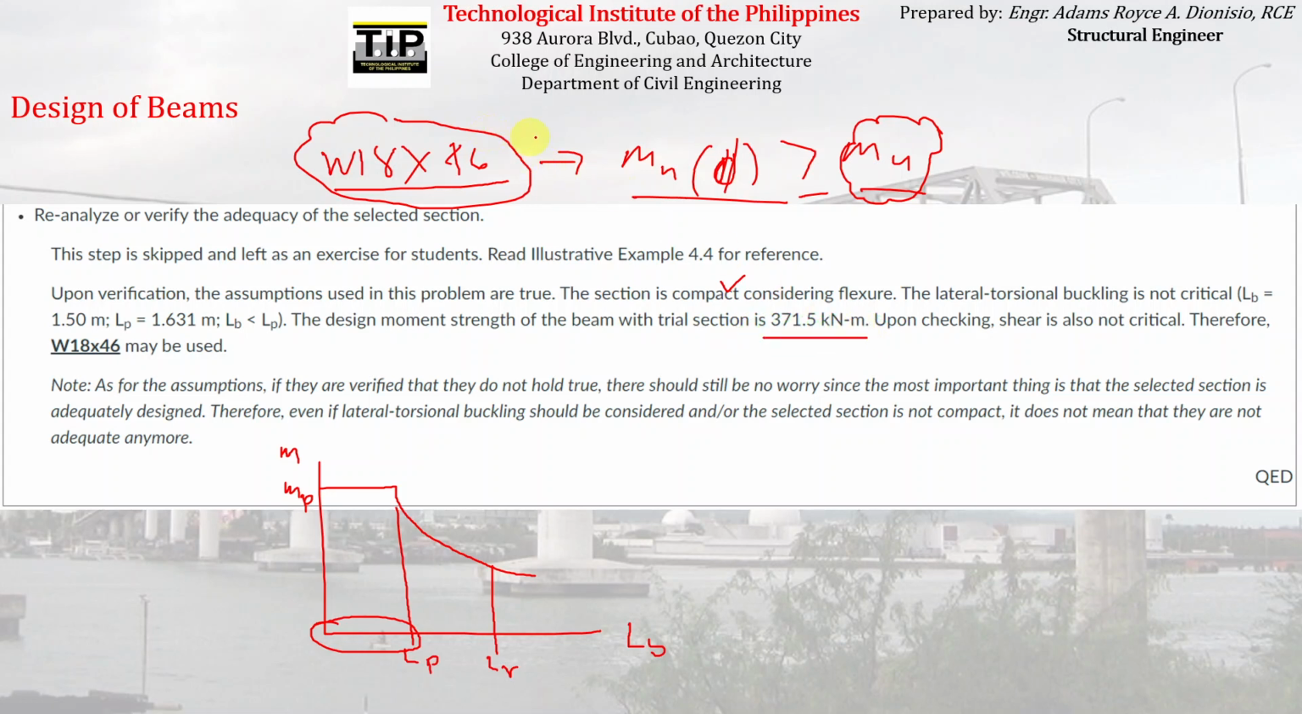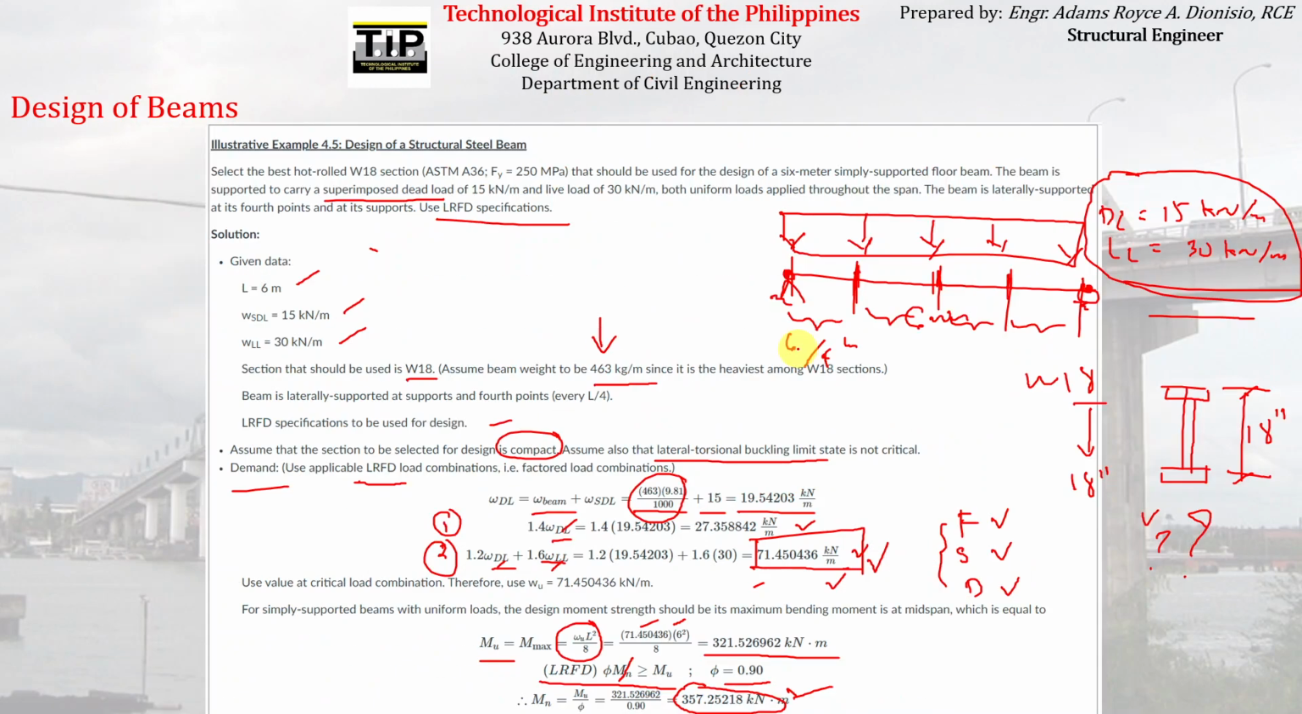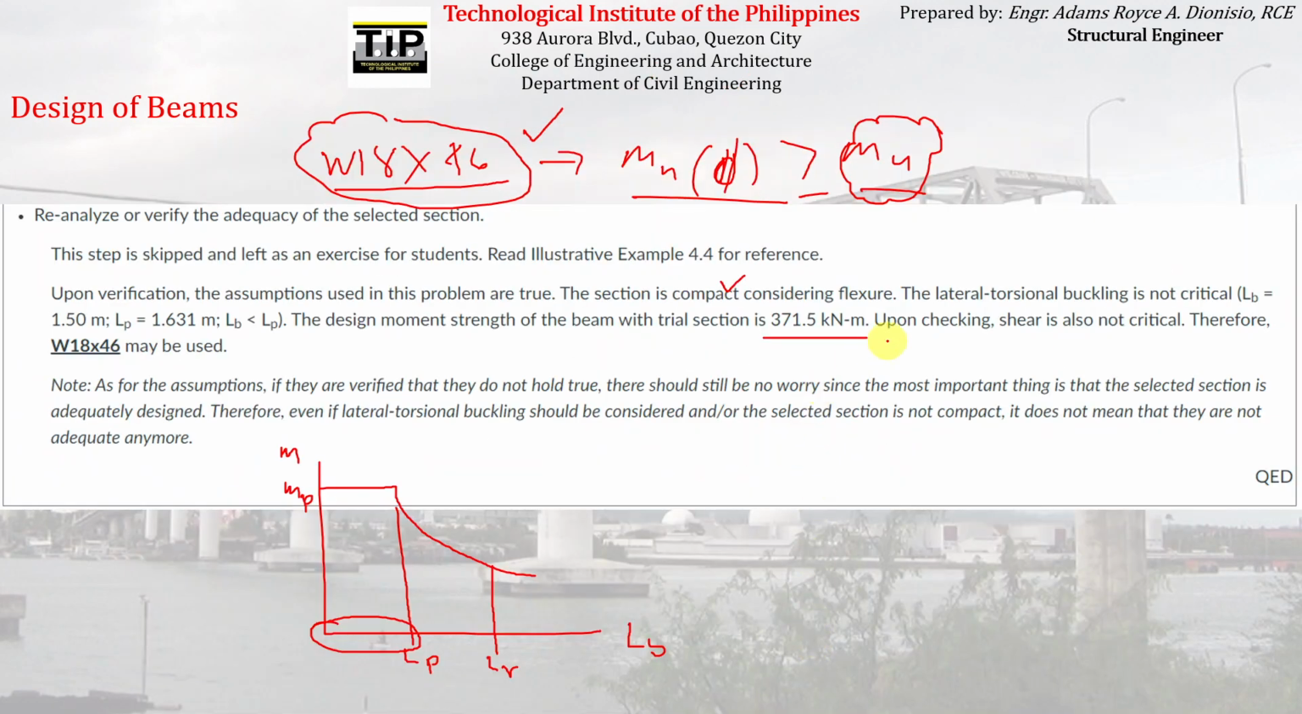So if you try to compute the VMN of this W section, you can see that its moment capacity is equal to 371.5, which is larger than the given demand, which is equal to 321.53. So therefore, the section is okay with respect to flexure. Okay, with respect to flexure only.